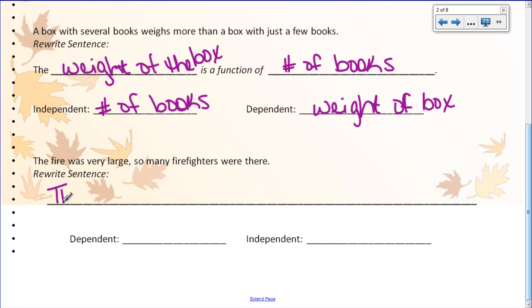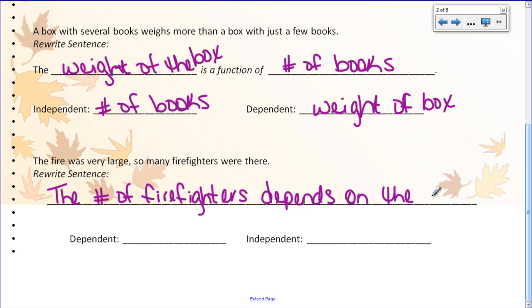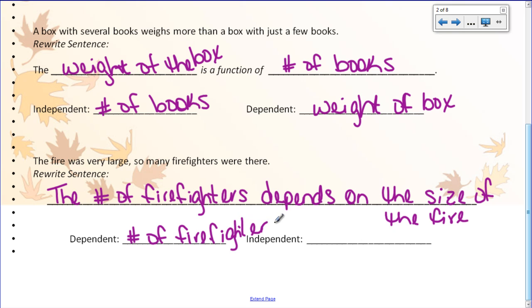So to rewrite our sentence, we're going to say the number of firefighters. I think that's such a great word, by the way, firefighters. It depends on the size of the fire. And so since I wrote it that way, my dependent variable is the number of firefighters because that's the thing that depends on something. So the number of firefighters depends on the size of the fire. So independent is the size of the fire.